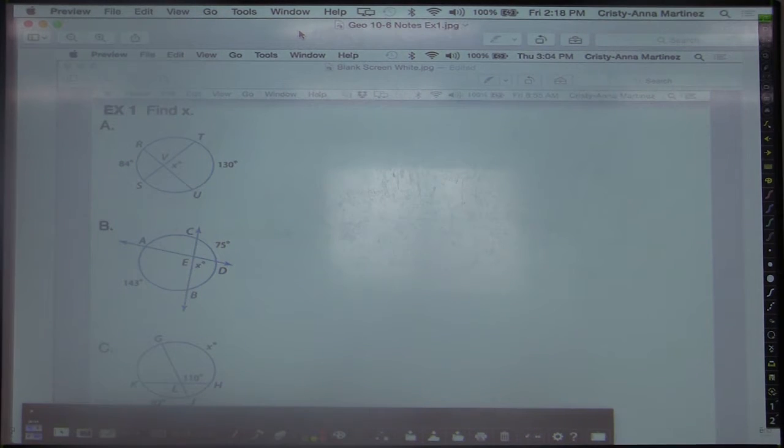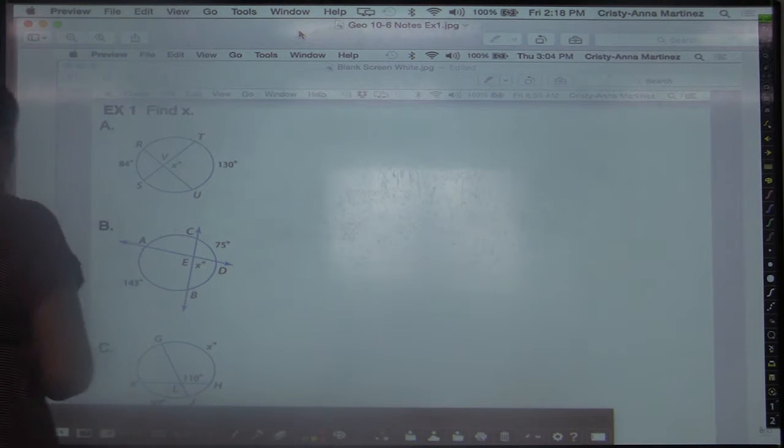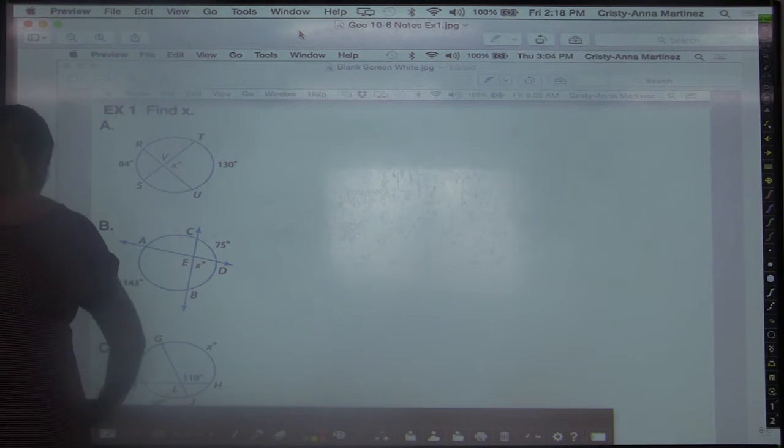In this first example, it asks us to find the value of x. And what we see, we have three different scenarios here.